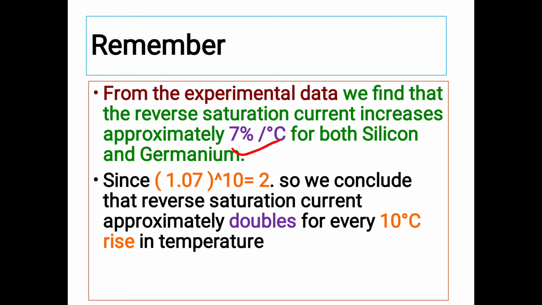From equation number 2 and from the experimental data, we find that the reverse saturation current increases approximately 7% per degree centigrade for both silicon and germanium. Since the value of 1.07 to the power 10 is nearly equal to 2, we can conclude that the reverse saturation current approximately doubles for every 10 degrees Celsius rise in temperature. So if we increase the temperature by 10 degrees centigrade, the reverse saturation current is going to double.